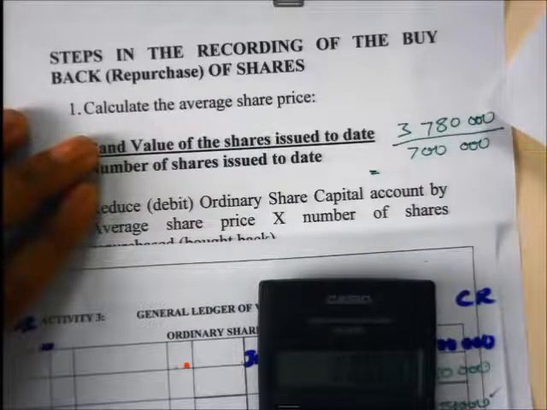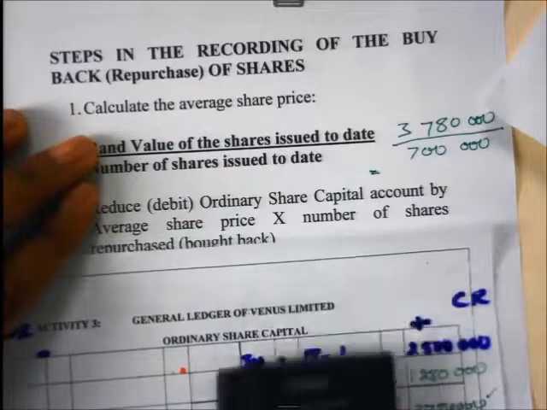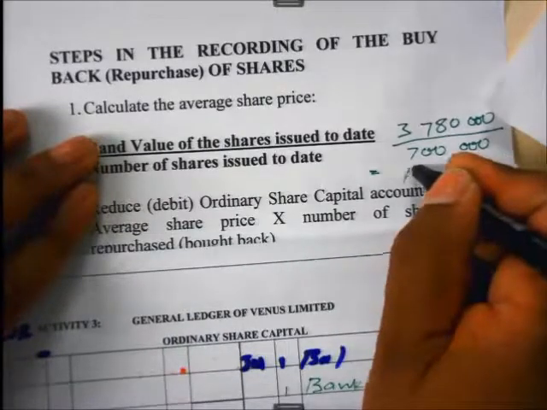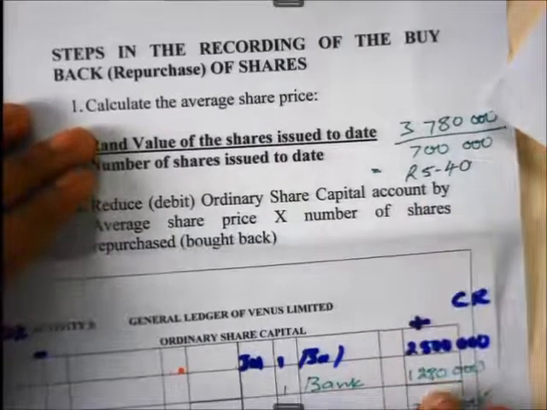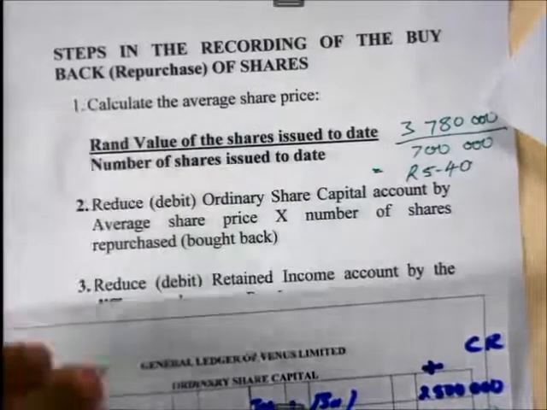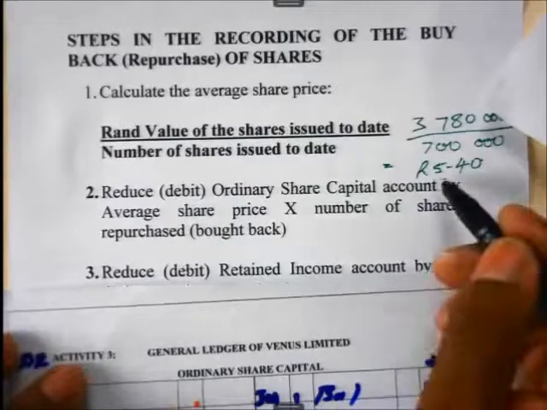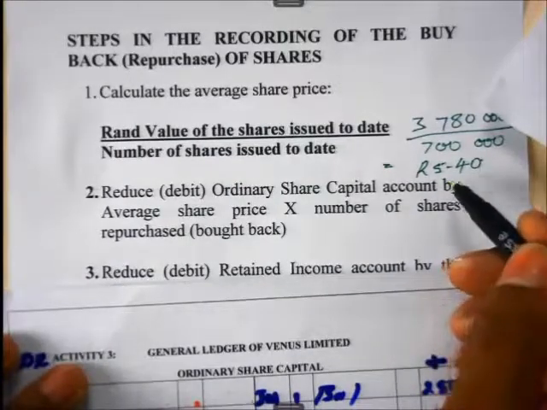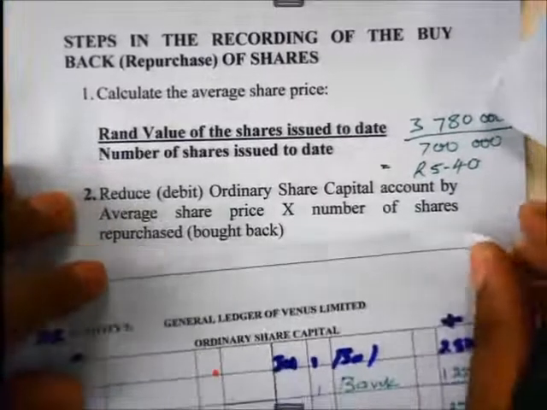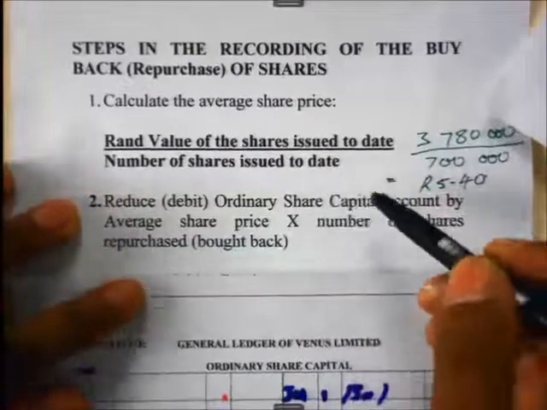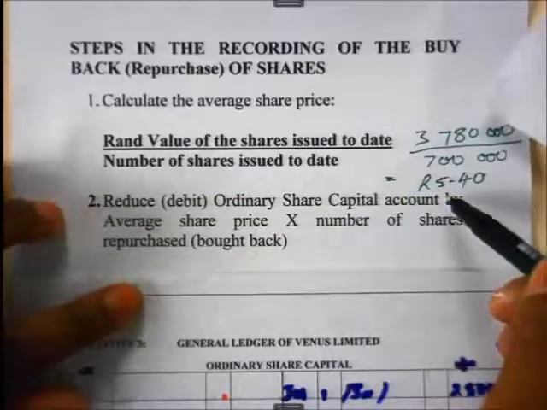3,780,000 divided by 700,000 shares. The average share price is 5 rand 40. We said that is the first step: you calculate the average share price. The second step, you reduce the ordinary share capital account.